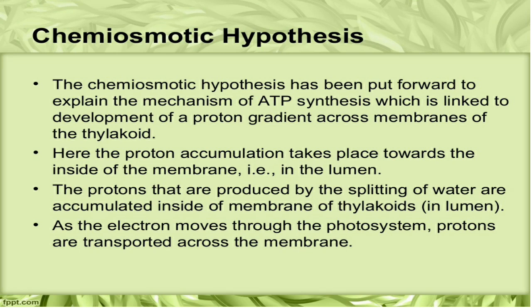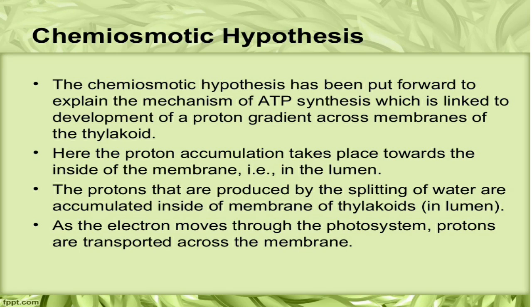The chemiosmotic hypothesis has been put forward to explain the mechanism of ATP synthesis, which is linked to development of a proton gradient across the membrane of the thylakoid. Thylakoid is a unit of Granum. Here the proton accumulation takes place towards the inside of the membrane, that is in the lumen. The protons that are produced by the splitting of water are accumulated inside the membrane of thylakoid.